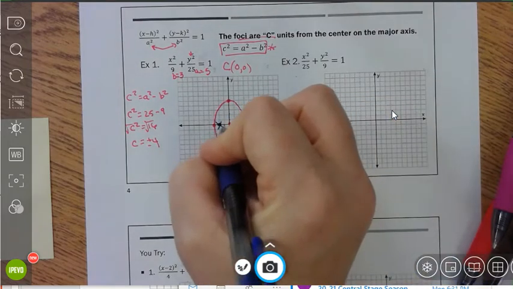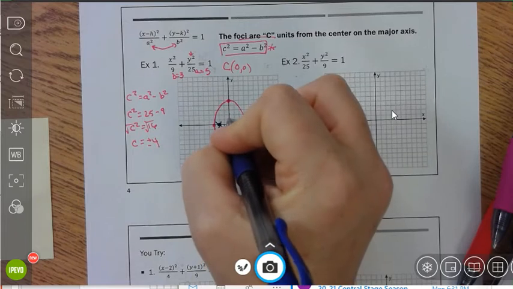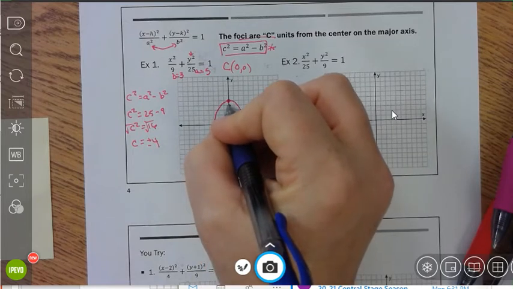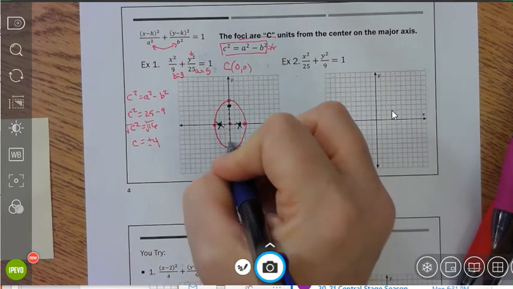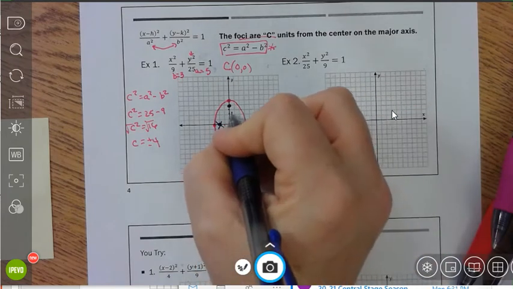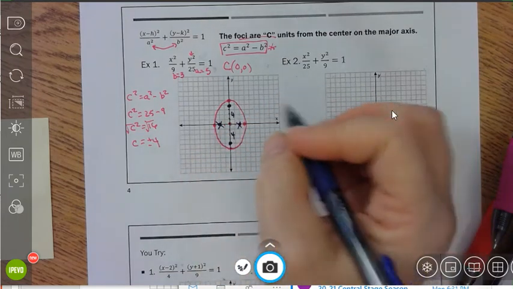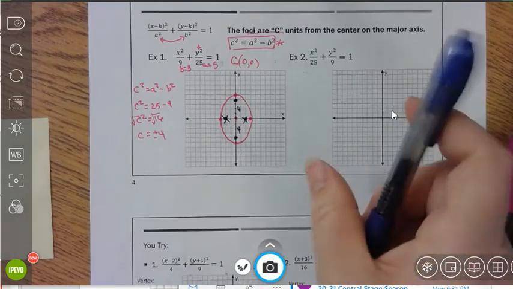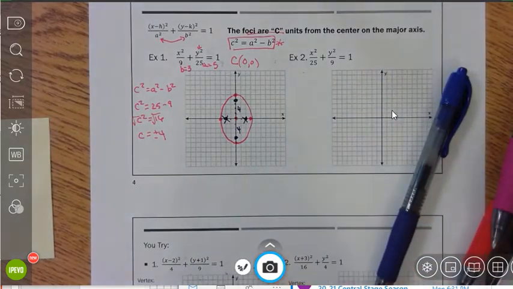I just totally went in the wrong direction. Did I seriously do that? Up 4, 1, 2, 3, 4. I only went out 3 anyway, and 4. So this distance is 4 and 4, that's your C, and they are the foci. These foci are decent to see because they're at least a whole unit from the end.